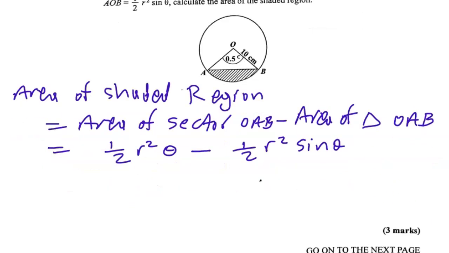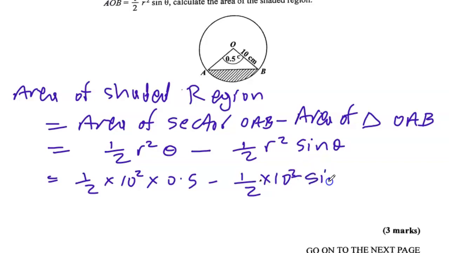Alright, so let's make the substitution. It's half times 10 squared, the radius being 10, times theta, which is 0.5, minus half times r squared, again 10 squared, times sine 0.5. And when you're using a calculator, do ensure that your calculator is in radian mode, or R mode.